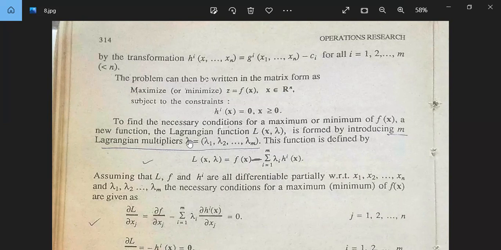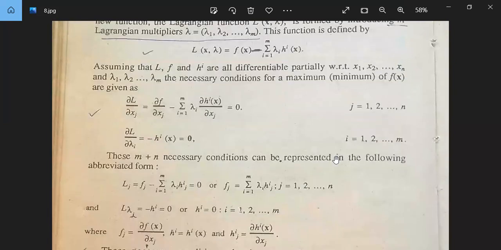पहले multiplier एक था क्योंकि एक constraint था. Now there are m constraints, so there will be m Lagrangian multipliers, lambda 1, lambda 2, so on lambda m. This function is defined by L(x, lambda) is equal to f(x) minus summation i equal to 1 to m lambda i hi(x). This is your Lagrangian function. Assuming that L, f, and hi are all differentiable partially with respect to x1, x2, so on xn, and lambda 1, lambda 2, so on lambda m.